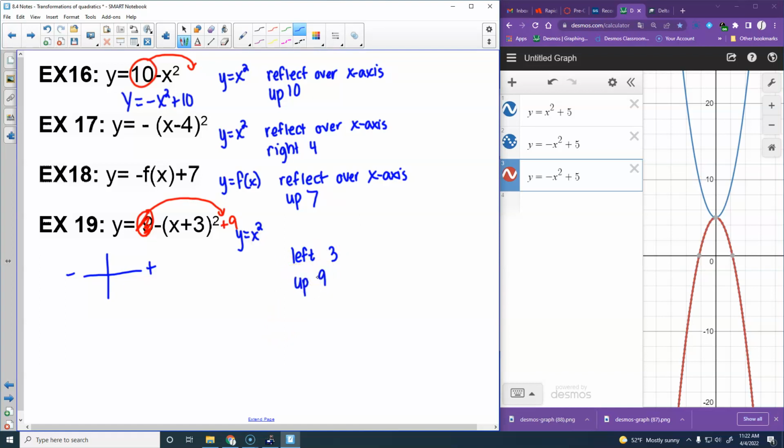9. And then that leaves this negative right here in front of the parentheses. What does that negative do, Wade? When we're talking about what it does to the graph, it reflects over the x-axis. Okay. All right, questions?